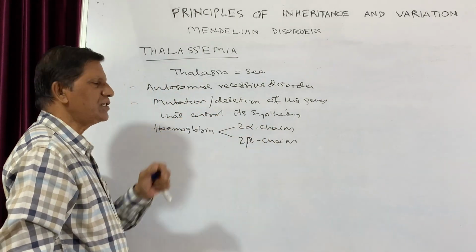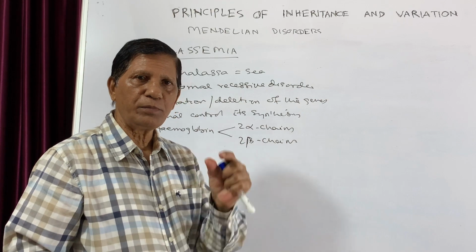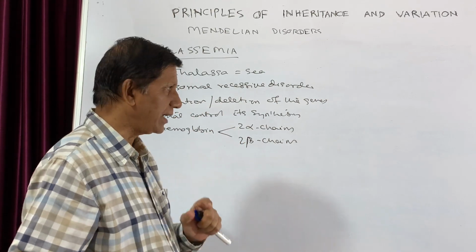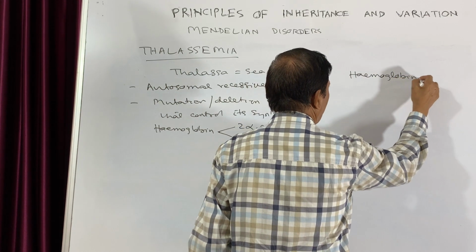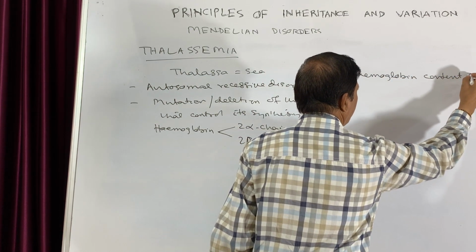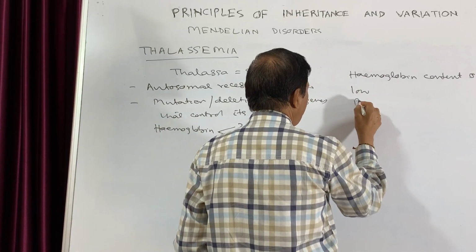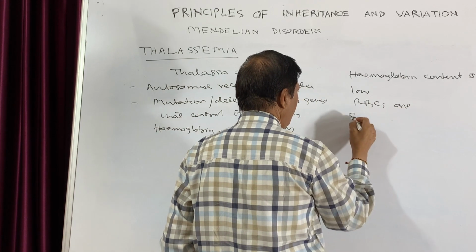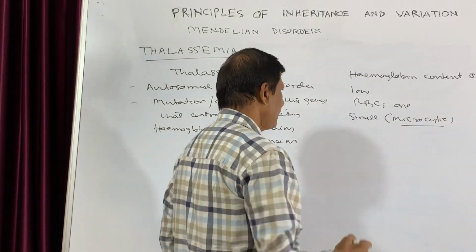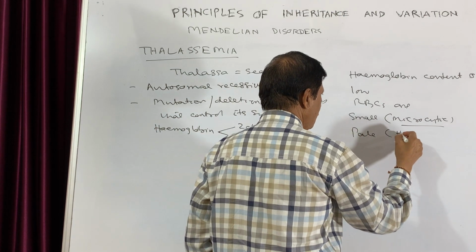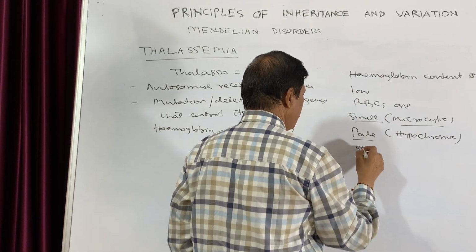Due to mutation or deletion, what happens? These chains cannot be synthesized. So automatically there will be a decrease in the amount of hemoglobin. As a result, the hemoglobin content is low, and usually the RBCs are small, so we can call it microcytic, and they also look pale, and we can call it hypochromic, and they are also short-lived.